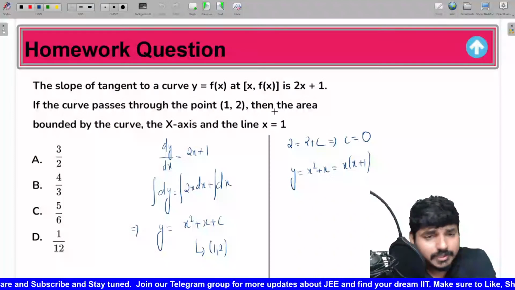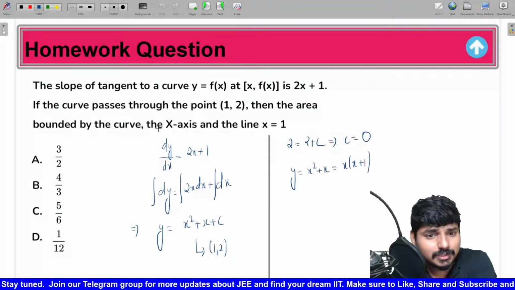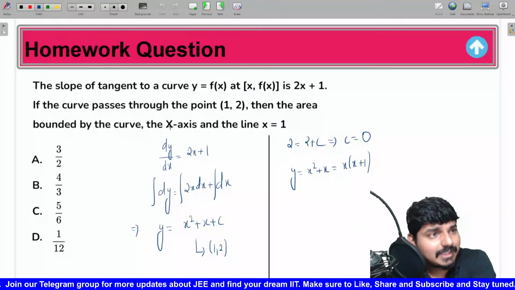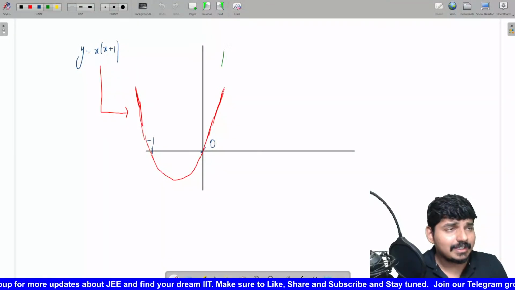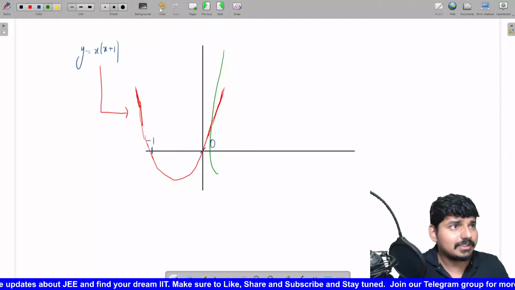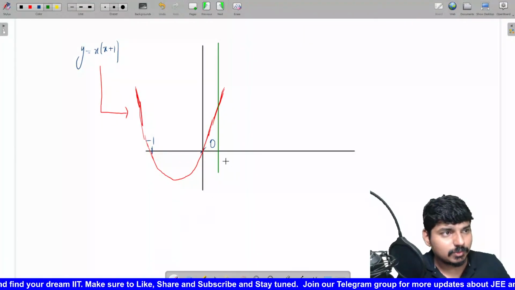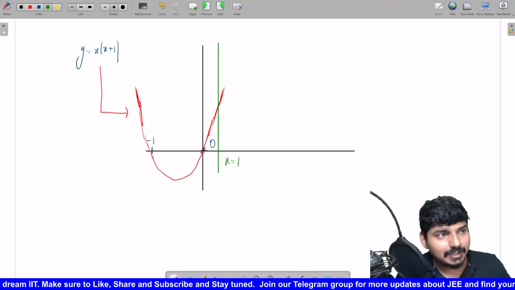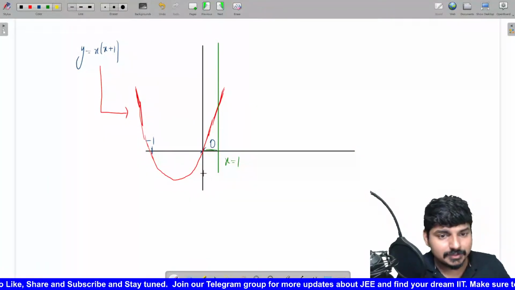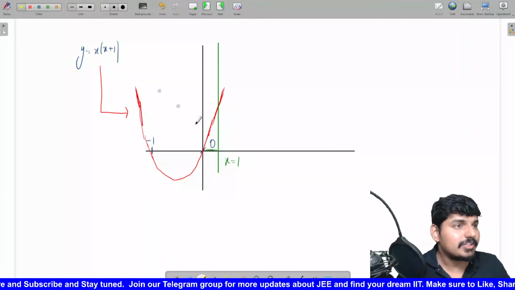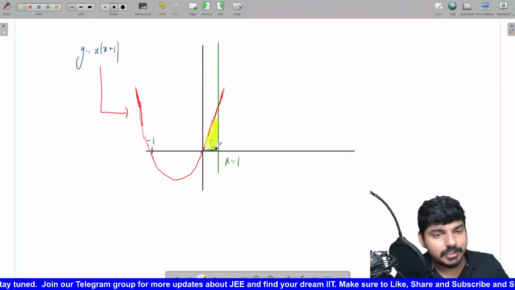Now everyone try to understand this. It's also given that we need to figure out the area bounded by this particular curve, the x-axis and the line x equal to 1. So let me first draw the line. Let us say this is your line x equal to 1, everyone. This is the x-axis, and this is the curve. So this is the region, the area which we need to find out in this case.